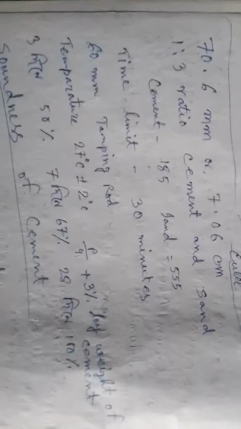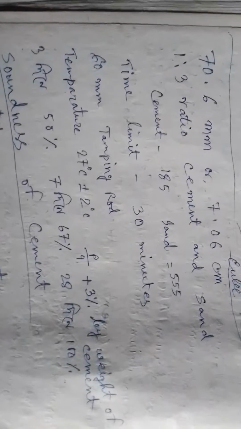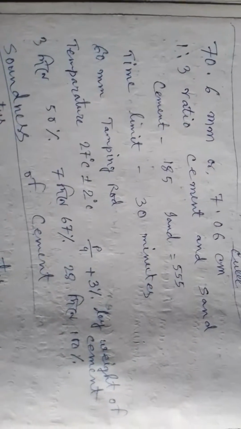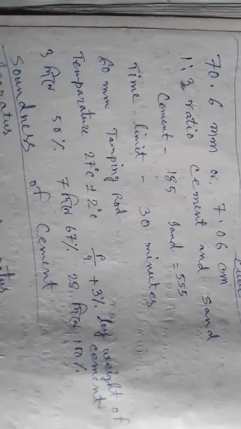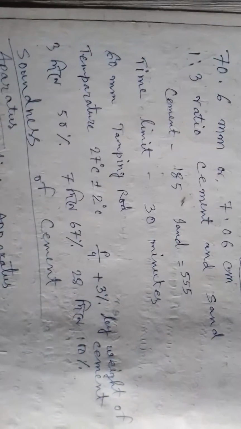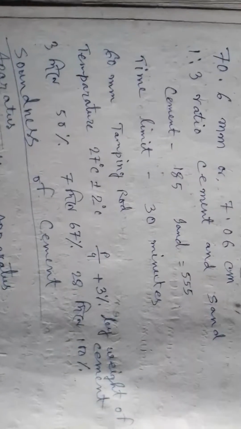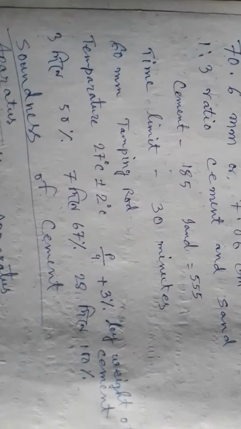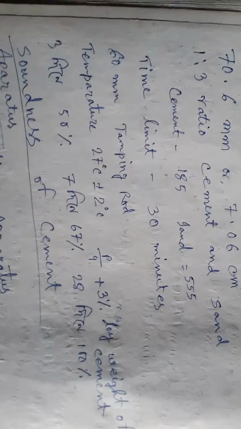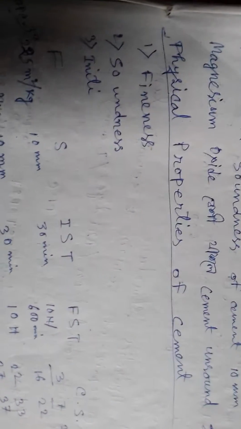The cement and sand mix is poured into the cube, and with the 16 mm diameter tamping rod it is tamped 25 times, and then it is kept in water for 3 days, 7 days and 28 days. After 3 days the compressive strength is 50%, after 7 days 67%, and after 28 days it is 100% of the compressive strength. And after this, some field tests of cement.